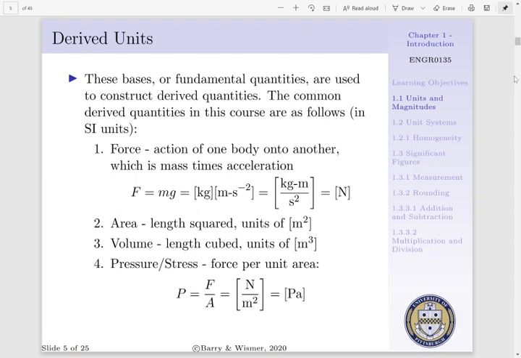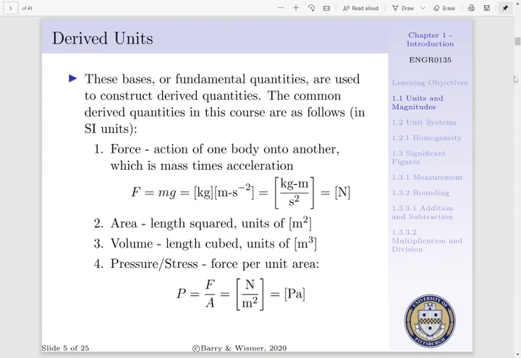So the variable F represents force, and this is going to be equal to the mass of a body, m, times g, or gravitational acceleration. Now, mass has units of kilograms, and gravity has units of meters per second squared. Thus, force has units of kilograms meters per second squared. And force is described with a unit of Newton, a capital [N], within our square brackets.